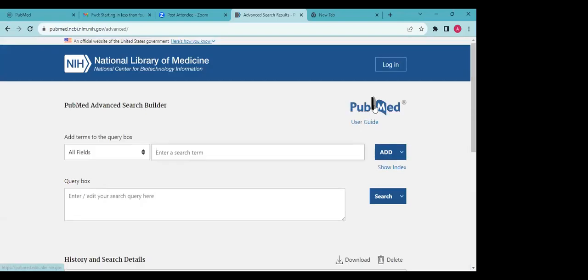So let me first quickly go back and show you the MeSH database. I talked about the medical subject headings.